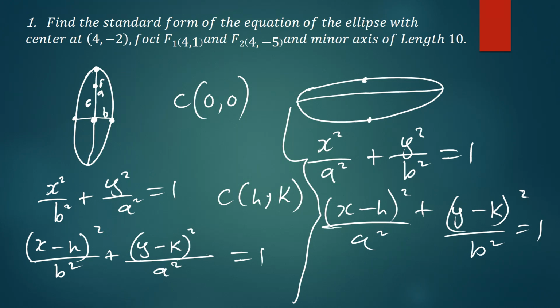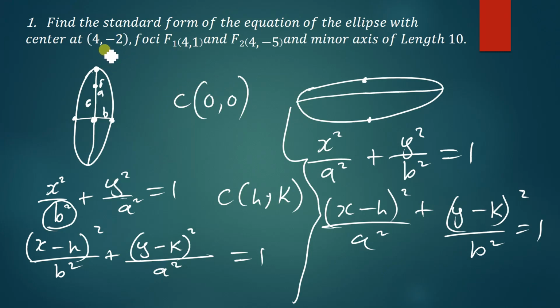So now the question is, how do we find the value of b, the value of b squared, and the value of a squared? Or how do we first know how you determine the orientation of the ellipse? So the orientation is determined by checking the coordinates that you've been given.